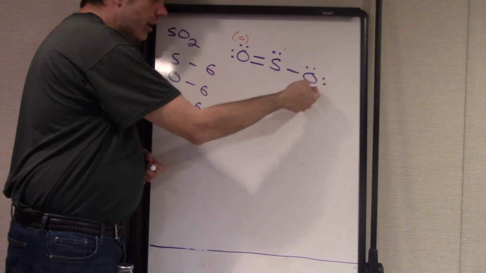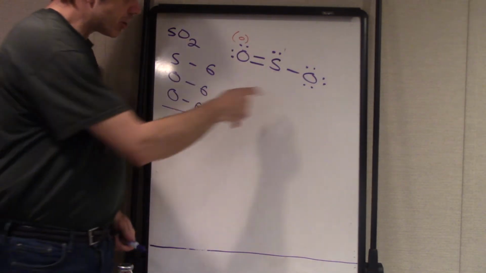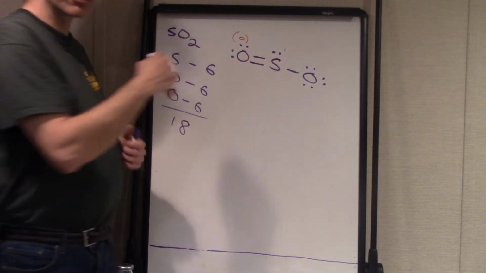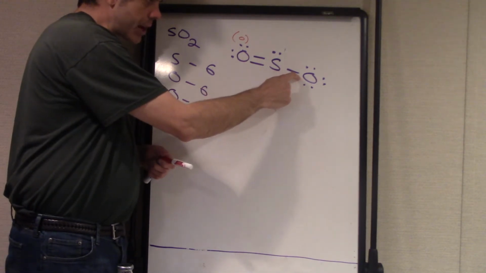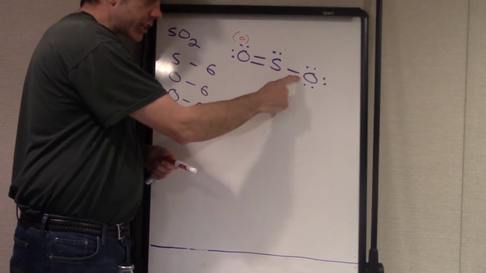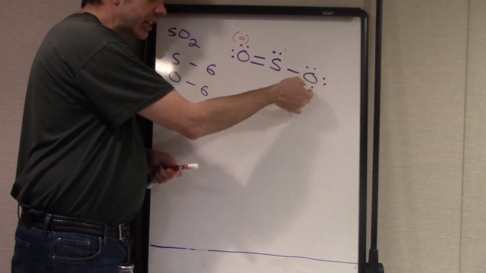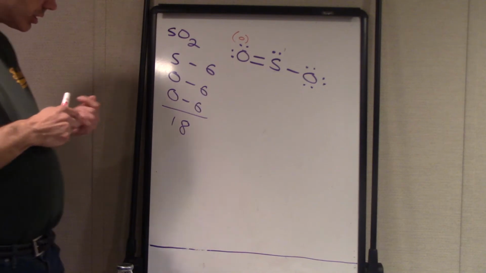2, 4, 6. 6 formal electrons from the lone pairs. But remember, I also have the bond. In the bond, you split the electrons. One formally gets assigned to each atom from the bond. So one goes to sulfur, one goes to oxygen. So this oxygen on the right, 2, 4, 6, one from the bond makes 7 formal electrons.